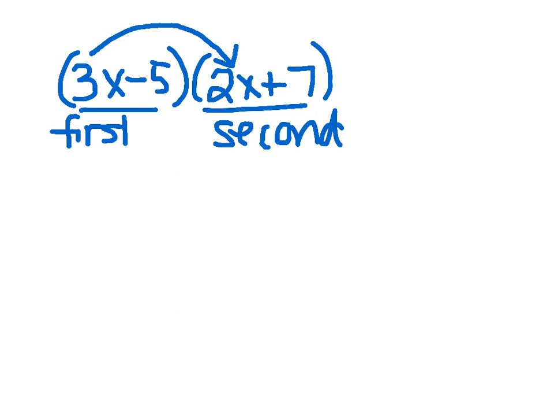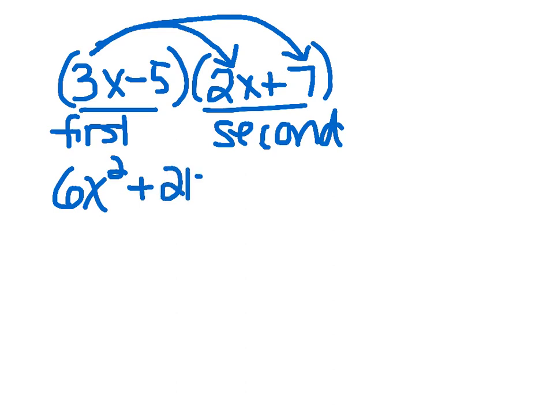Don't forget, 3x times 2x is 6x squared. I'm not finished with 3x though. I now have to multiply it by 7, and that gives me 21x. Now, here, don't forget the sign. This is negative 5 times 2x. That gives me negative 10x.